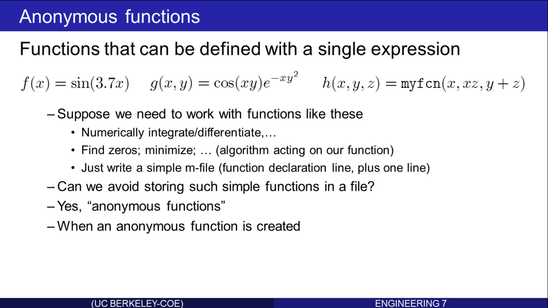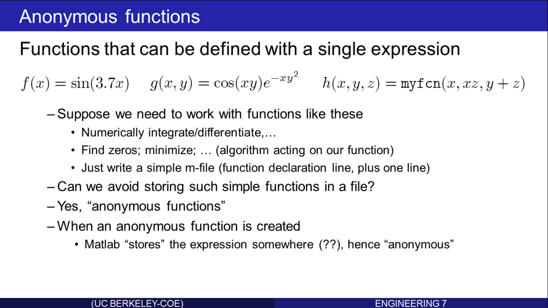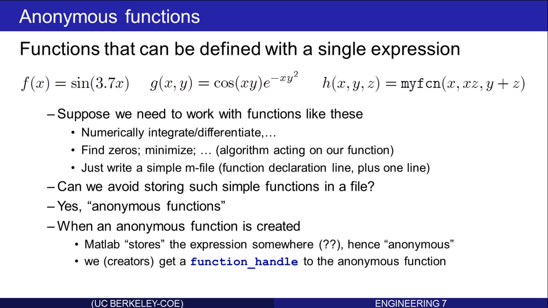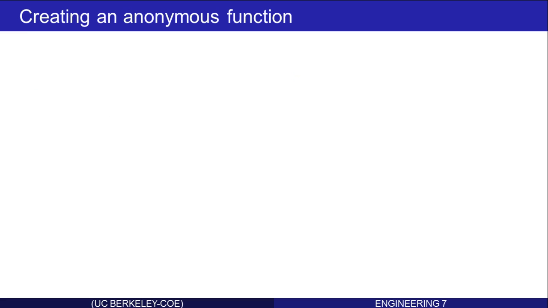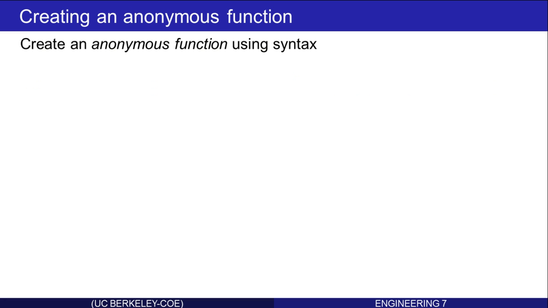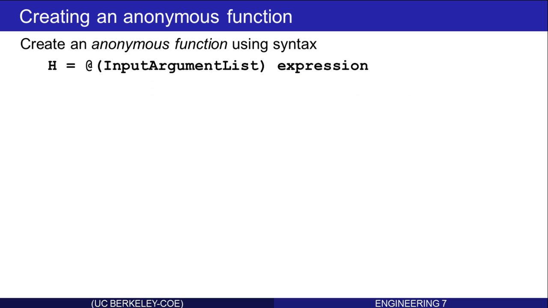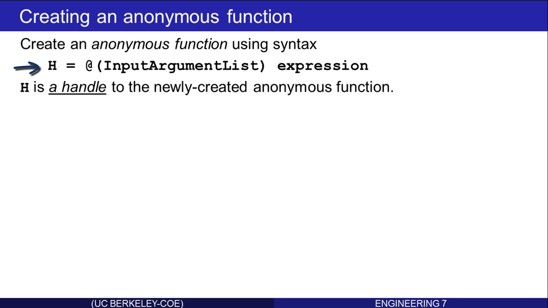When an anonymous function is created, Matlab stores the single line expression somewhere, hence we'll call it anonymous. And for us, the creators, Matlab returns a function handle to this newly created anonymous function. Let's see exactly how this is done. You create an anonymous function using the following syntax. Begin with the @ sign and a parentheses enclosing an input argument list, and then the expression which constitutes the anonymous function. The return value, h, is a handle to the newly created anonymous function.